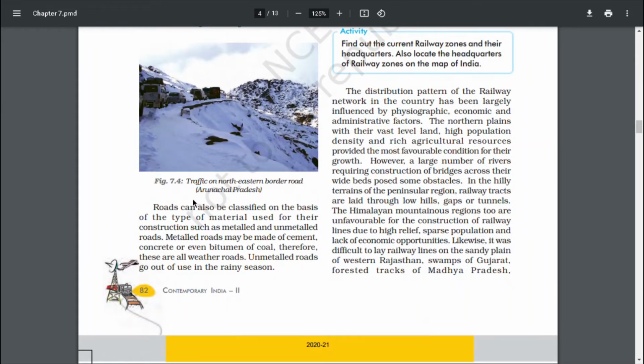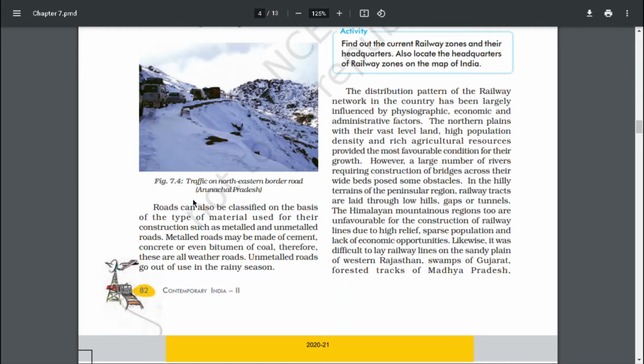The distribution pattern of the railway network in the country has been largely influenced by physiographic, economic, and administrative factors. The northern plains, with their vast level land, high population density, and rich agricultural resources, provided the most favorable condition for their growth. However, a large number of rivers, requiring construction of bridges across their wide beds, posed some obstacles.